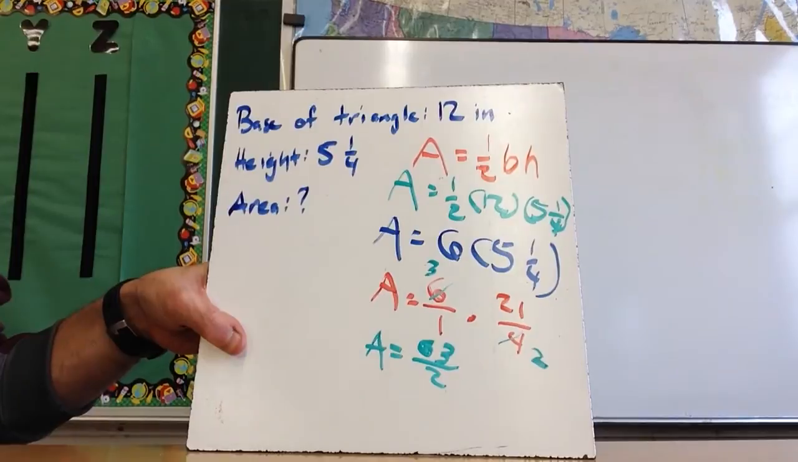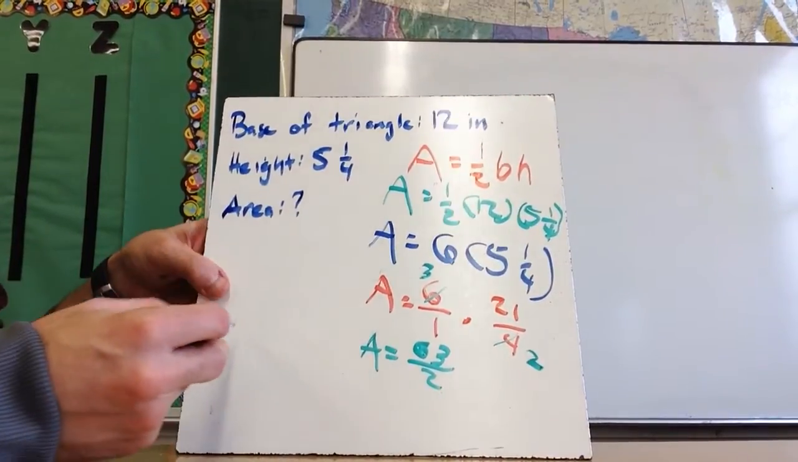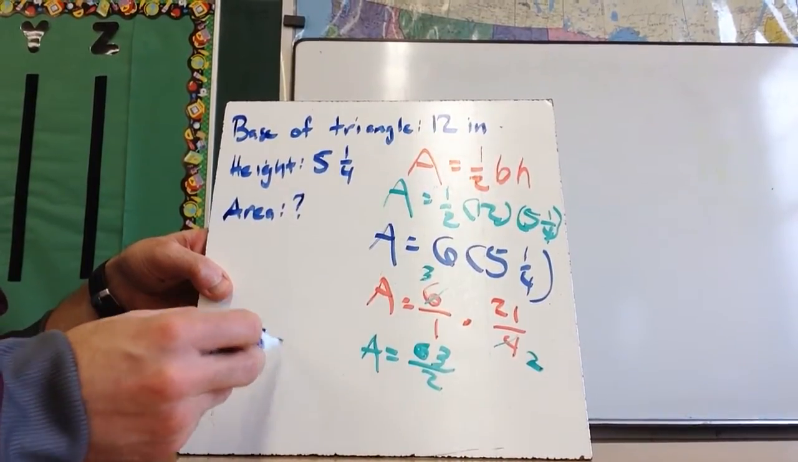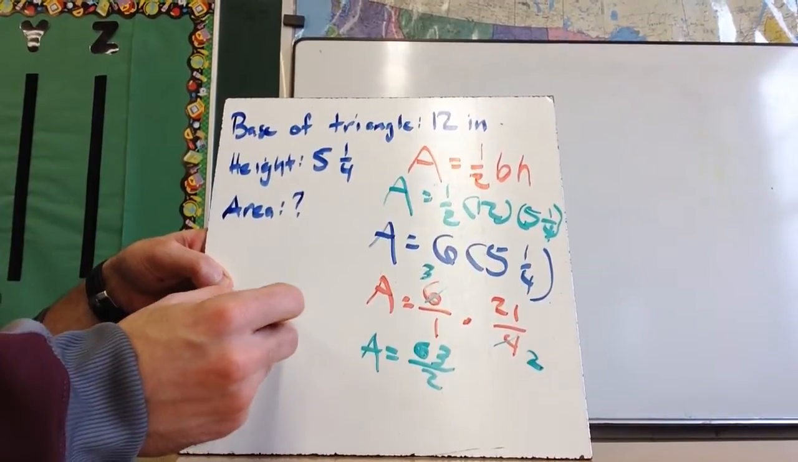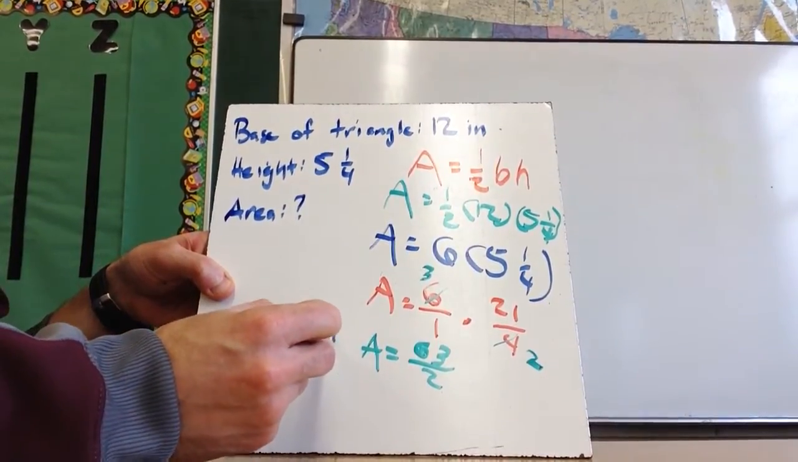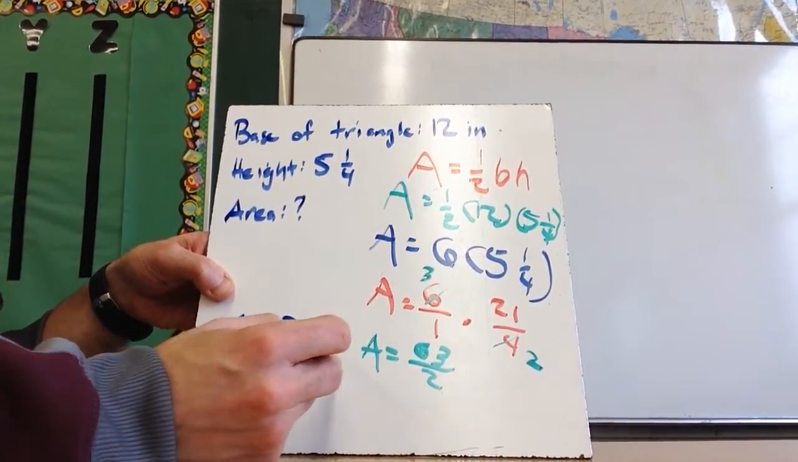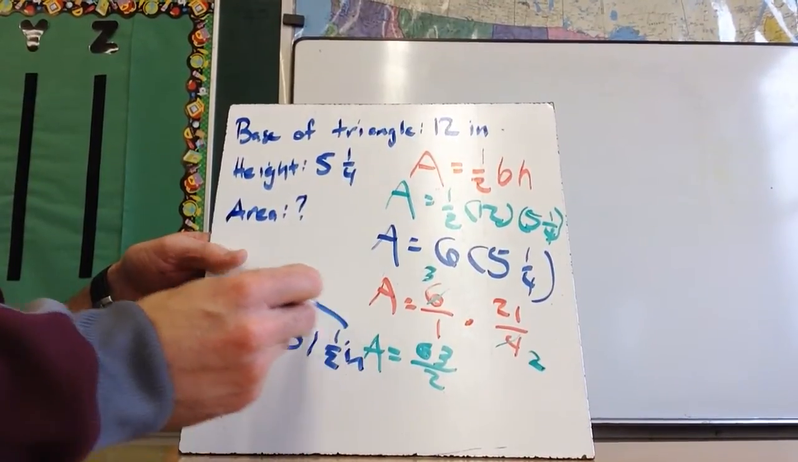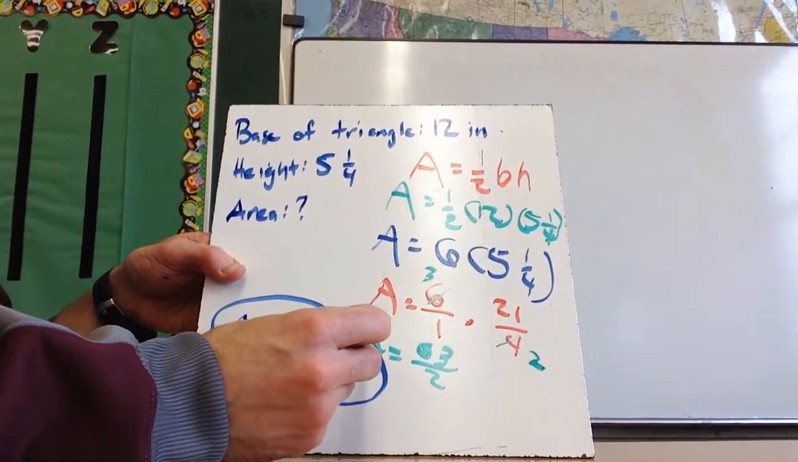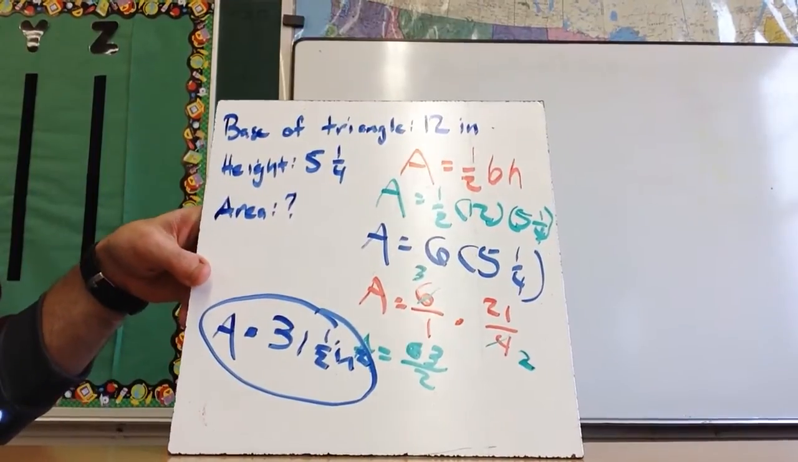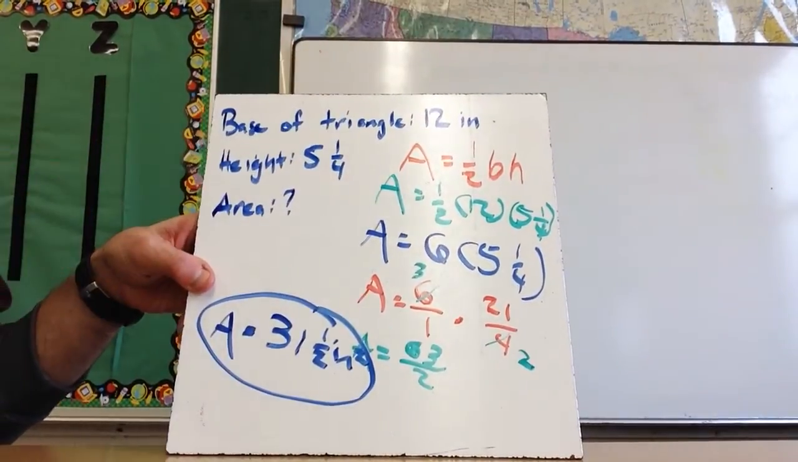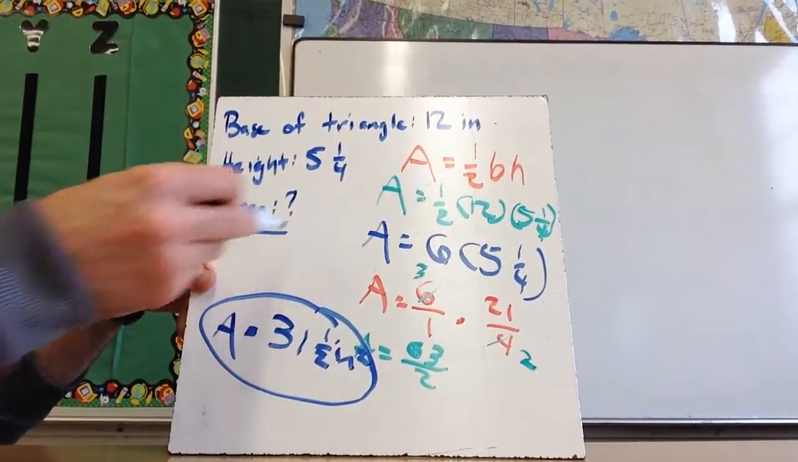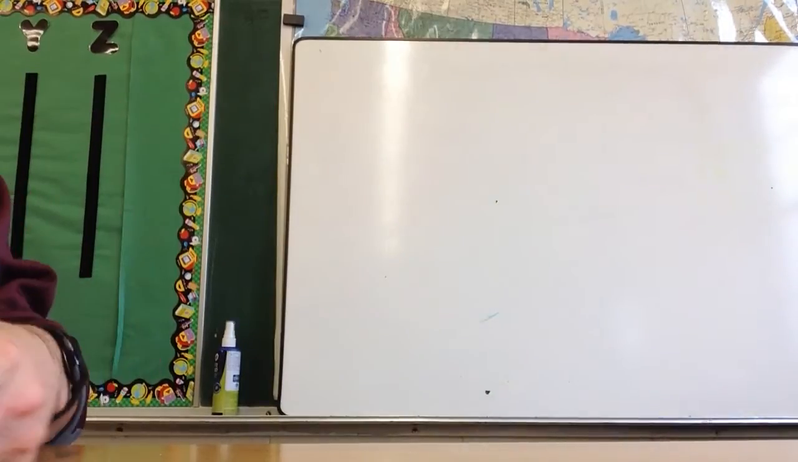And then if I want to change that improper fraction into a mixed number, this is going to become 31 1/2 inches. Inches squared. All right, 31 1/2 square inches, because we're talking about area. All right, that's all I got for you on perimeter and area.